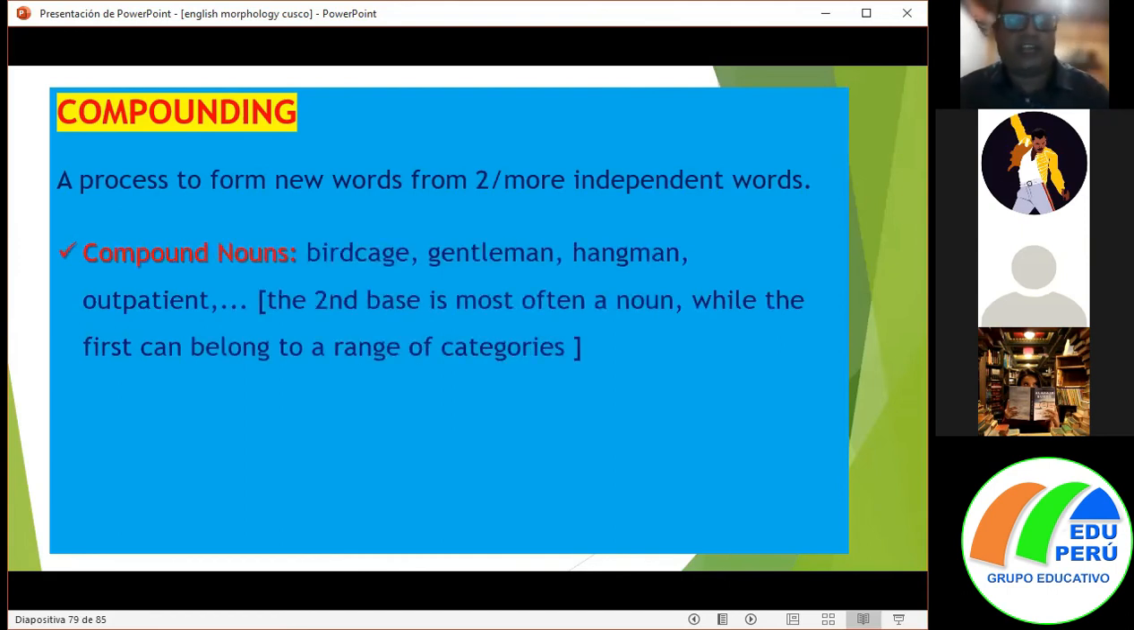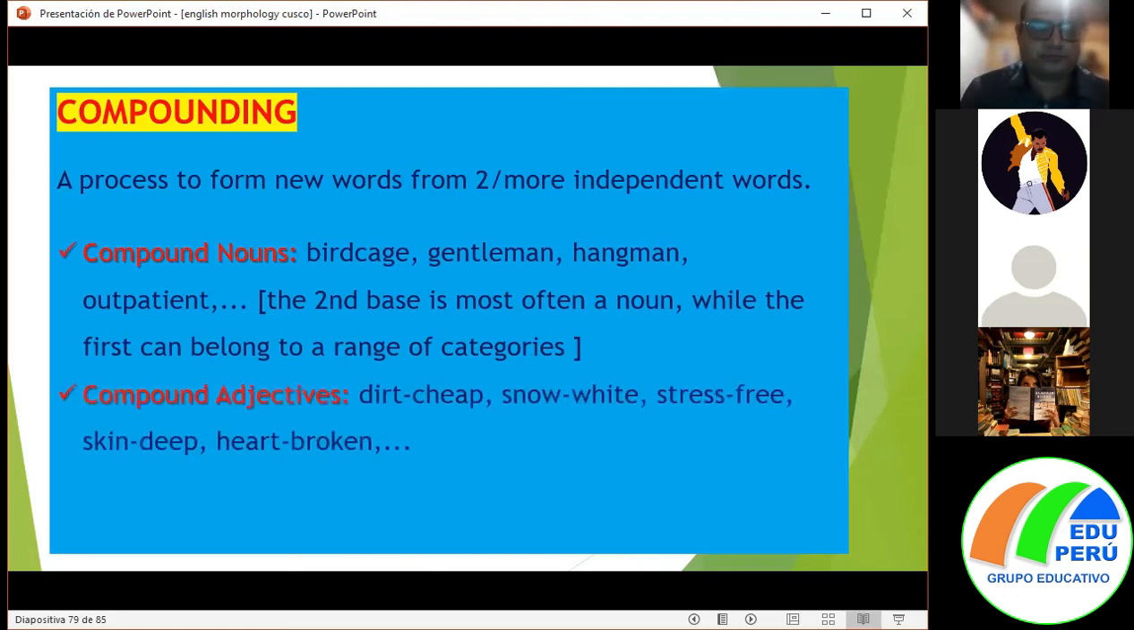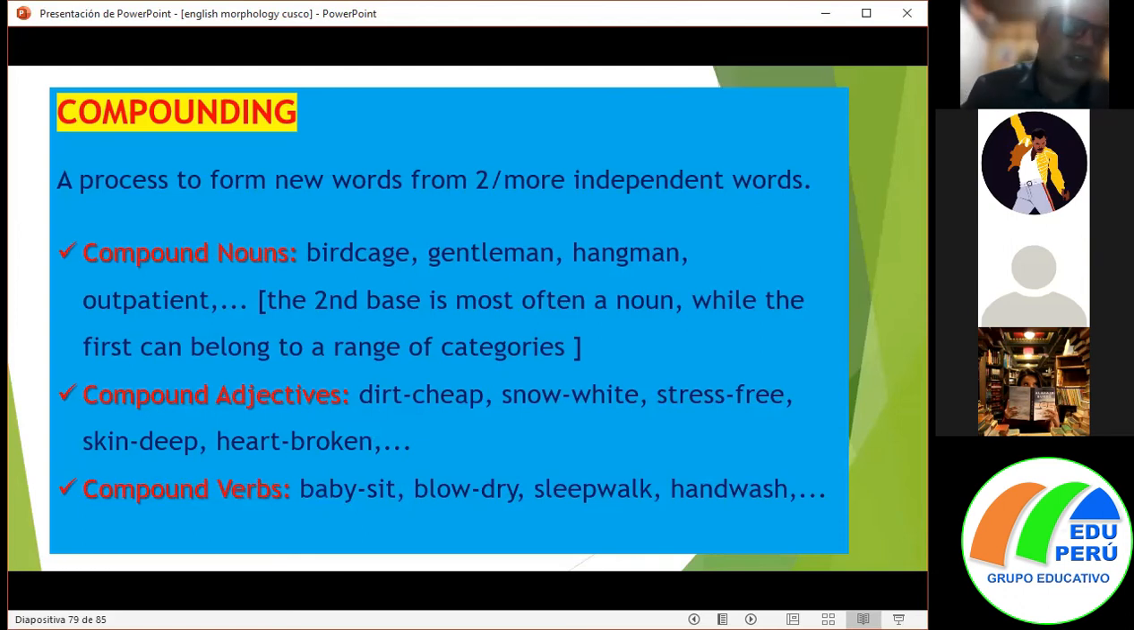Compound nouns, for example, birdcage, gentleman, hangman, outpatient. So the second base is most often a noun, while the first can belong to a range of categories. Compound adjectives, dirt cheap, snow white, stress-free, skin deep, heartbroken. Notice something special with the compound adjectives, that you use a hyphen, all right? Compound nouns, you don't use a hyphen. And compound verbs, babysit, blow dry, sleepwalk, hand wash. So here some of them are divided by a hyphen, others are written together.